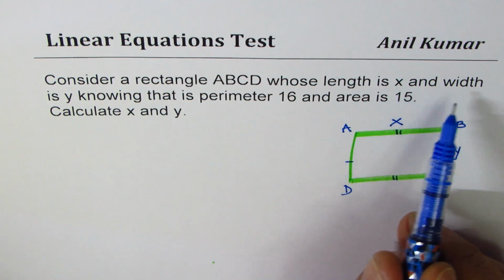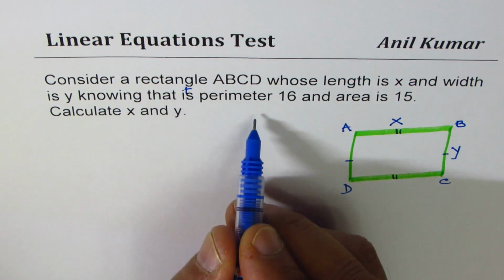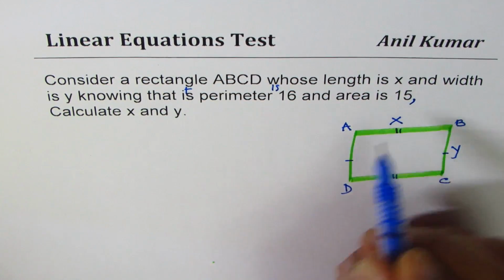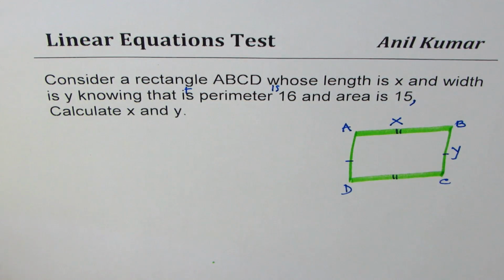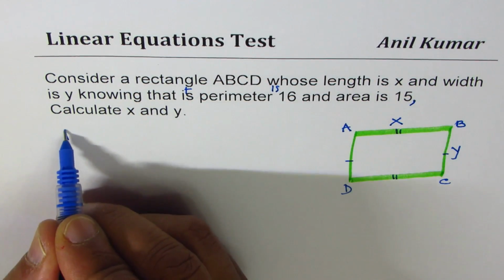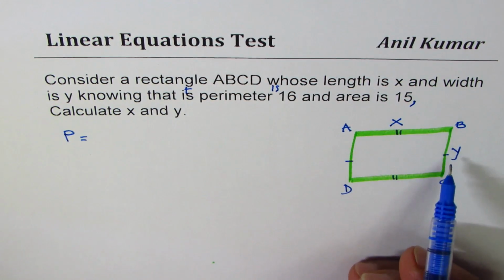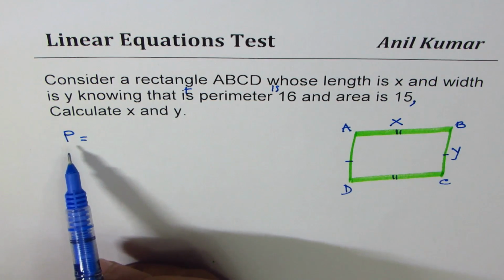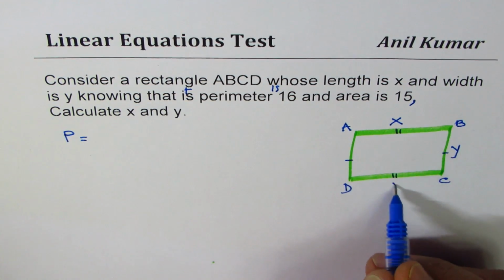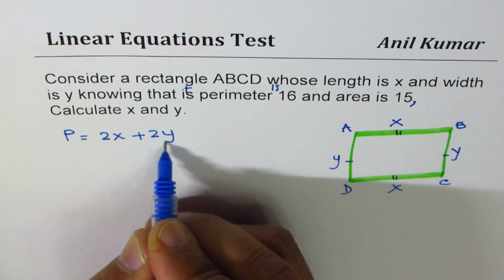Now the second statement is, knowing that its perimeter is 16 and area is 15, calculate x and y. Okay. Now, what is the perimeter of a rectangle? Perimeter, let's call it P, right? You should actually write let statements. Let x be the length, y be the width, and P be the perimeter. Then perimeter P is 2x plus 2y, right? Opposite sides are equal. So it is 2x plus 2y.